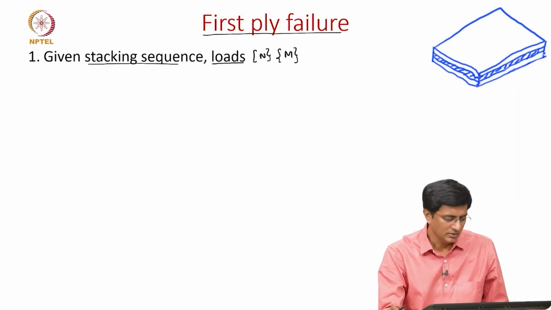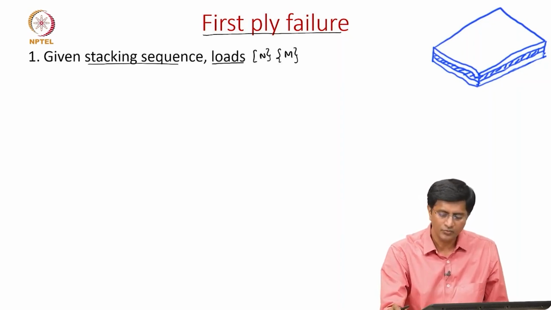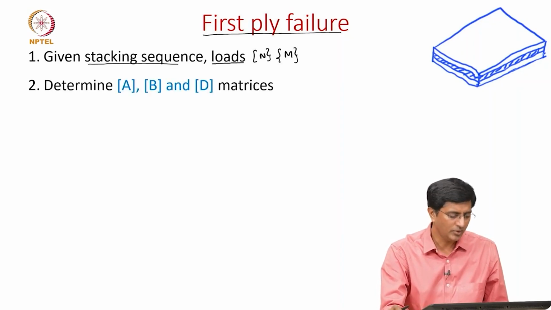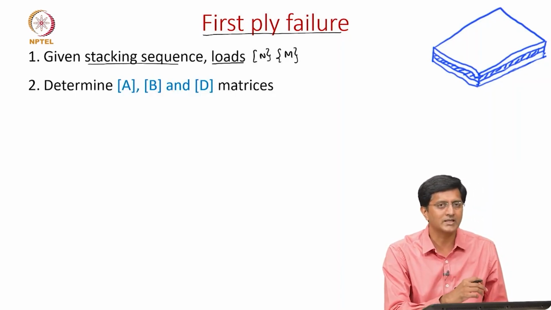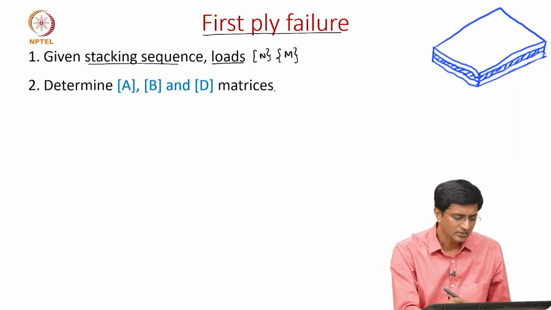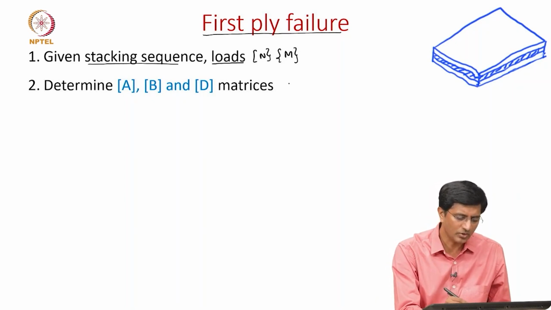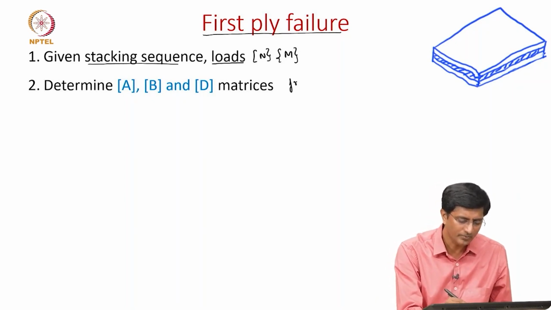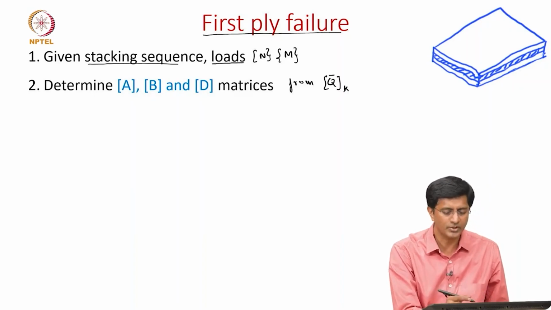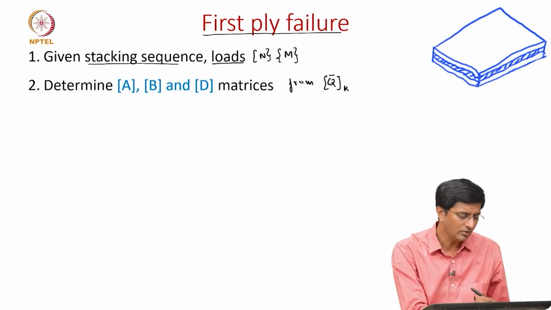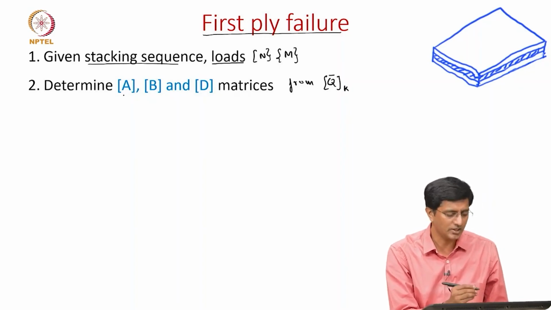From here, how do we predict which layer will fail and at what load will it fail? Let's see. Once we know N and M, we should be able to find out the ABD matrices. How do we find the ABD matrices? That's what the classical laminate theory is about, right? You can find these ABD matrices from Q bar. So we need to know the transformed stiffness matrix of each layer. Since we know the material properties of each layer, we should be able to know what Q bar is, and from that one should be able to find the matrices A, B and D.